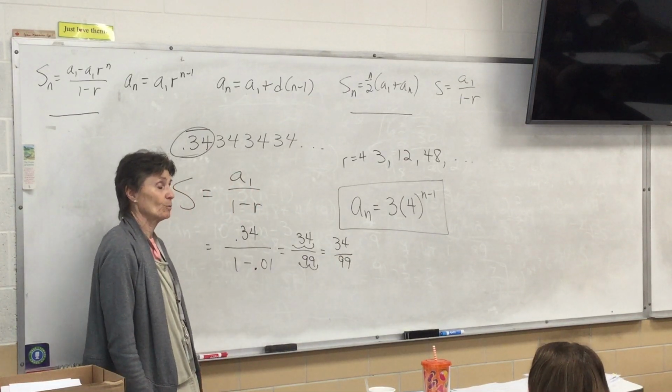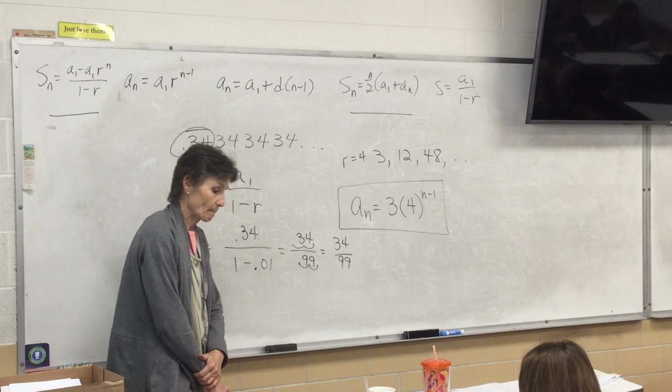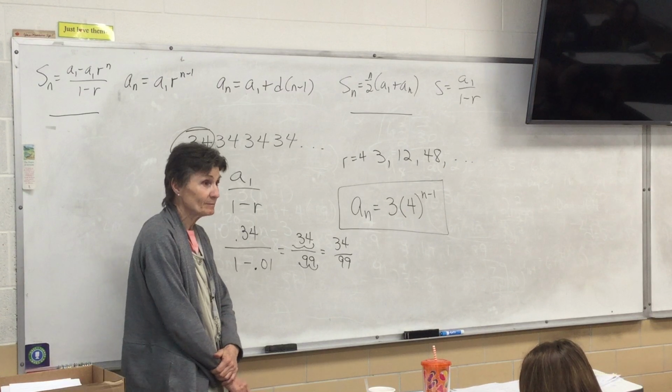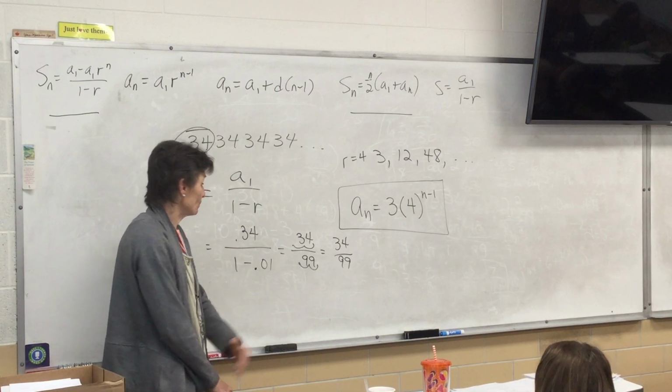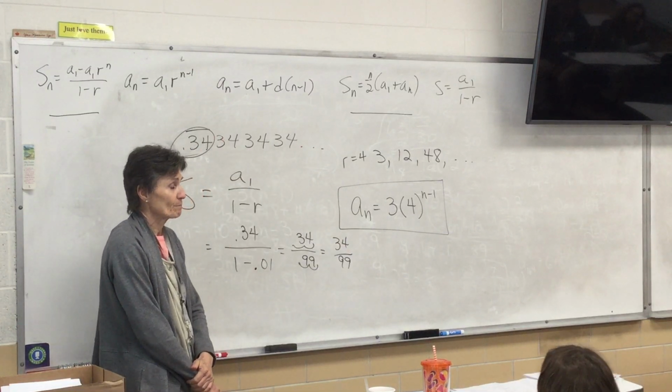Check it on your calculator. What's 34 divided by 99? Is it 0.34 repeating? That's your check. If you divide that, you better get what we started with, or we made a mistake.